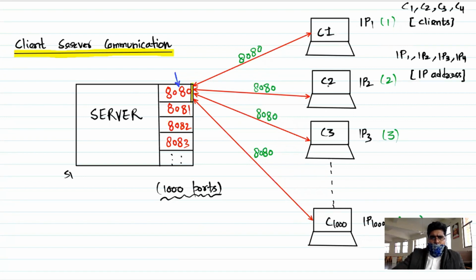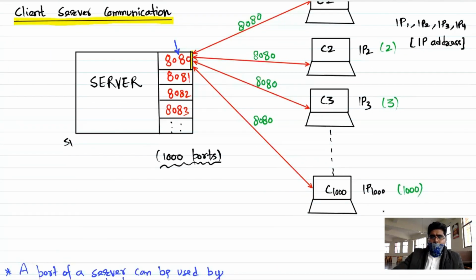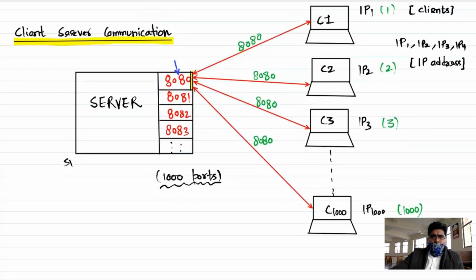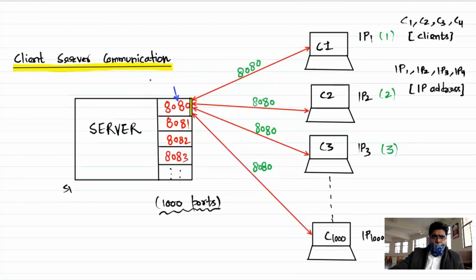We have different clients, C1, C2 until C1000, and corresponding to these clients, we have their IP addresses, IP1, IP2 until IP1000. These are the clients and these are their IP addresses. We usually say it's Facebook, the domain name. So the Facebook web application resides on port number 8080.